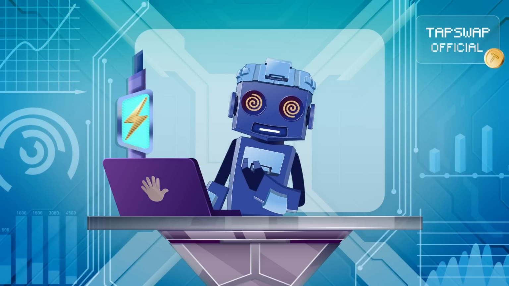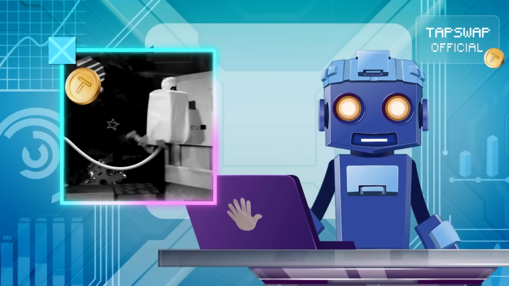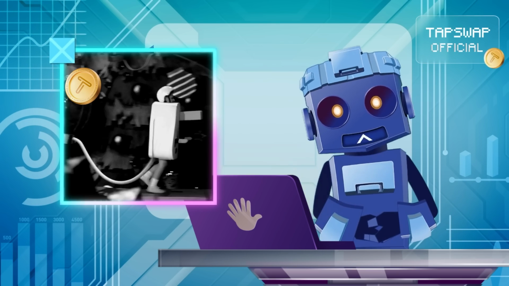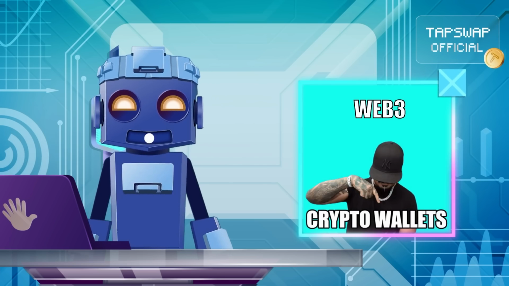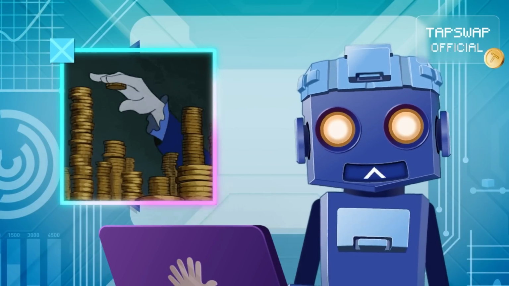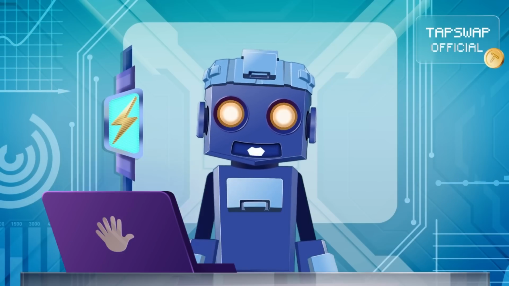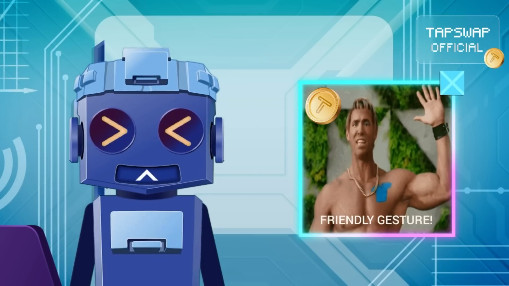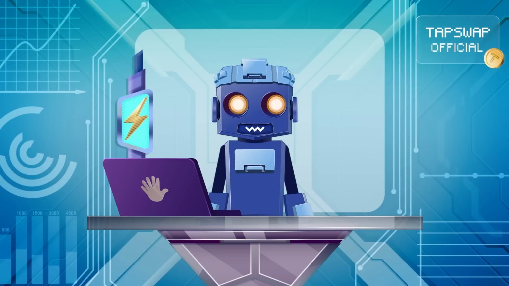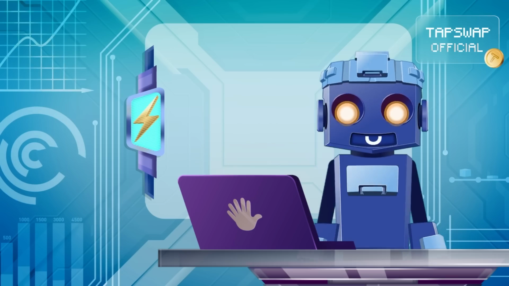So, step 6, integration. Plug your fan token into the system and make sure it works seamlessly with popular Web3 wallets so fans can securely store their new coins. And if you're launching a new crypto website, make sure it's user-friendly and fun. Clunky interfaces are like robots with square wheels. Just no.